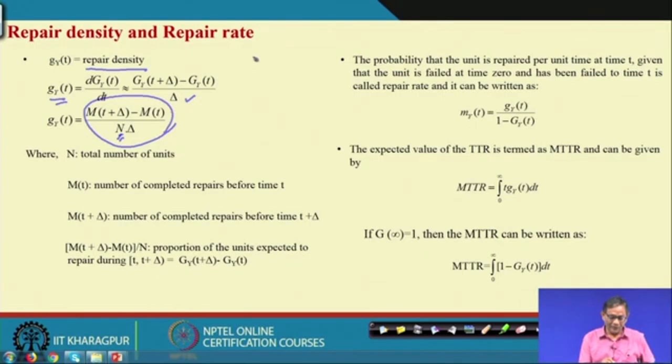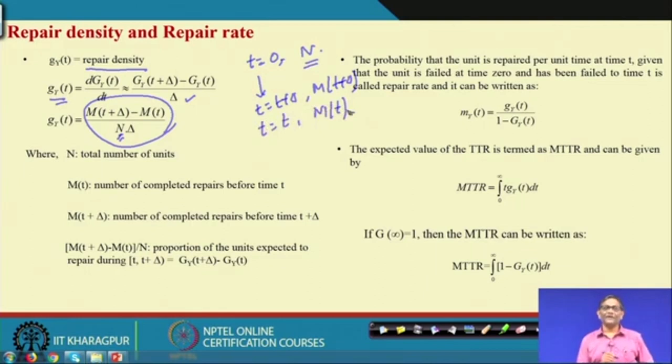At t equal to 0, there are N failed components under repair, and at t plus delta, m(t plus delta) are repaired, and at time t, m(t) components are repaired. Then the difference, m(t plus delta) minus m(t), is nothing but the number of components repaired within delta amount of time. Divided by N, that will be the proportion of components repaired by time delta, and if I want it per unit time, then you have to divide it by delta, and that is the density.